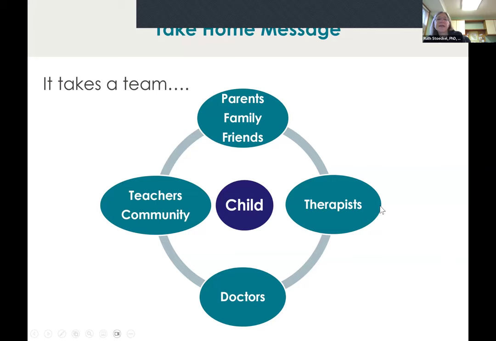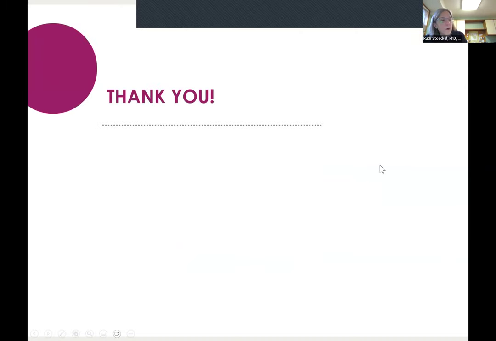So my final message is that it takes a team. The parents and family and friends are going to work with therapists and the doctors and the teachers in the community. And one final important point is that even when the child becomes more verbal and is easier to understand, that doesn't mean it's the end of the road. So don't be discouraged if the next thing is, well, we need to strengthen language a little bit more, or we need to strengthen other aspects of communication, because speaking clearly is not the only thing we're looking for. Again, we're looking for overall communication. And so hopefully that leaves us enough time to answer a few questions.